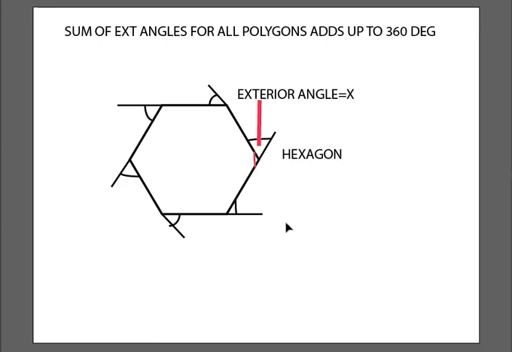So the principle says that one interior angle is equal to 180 degrees minus one exterior angle. That is it, right? That's how you find one interior angle.